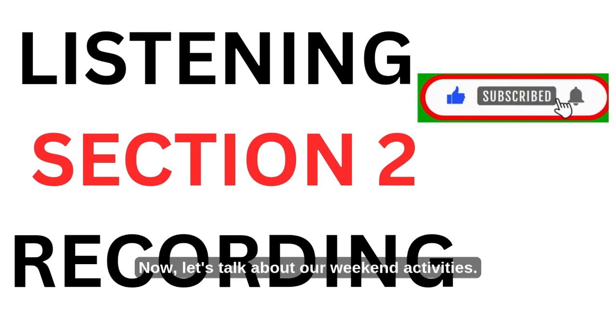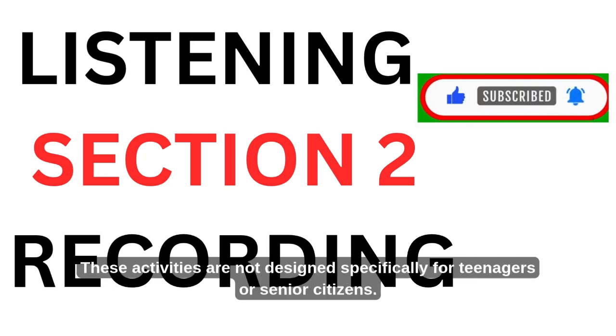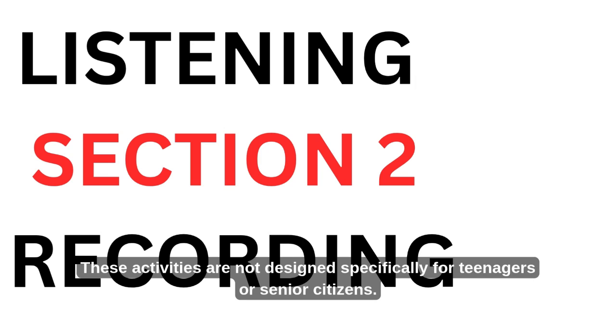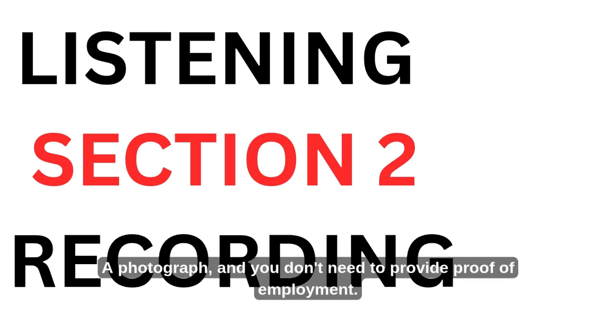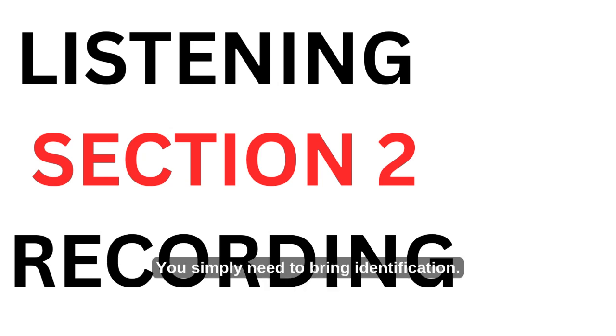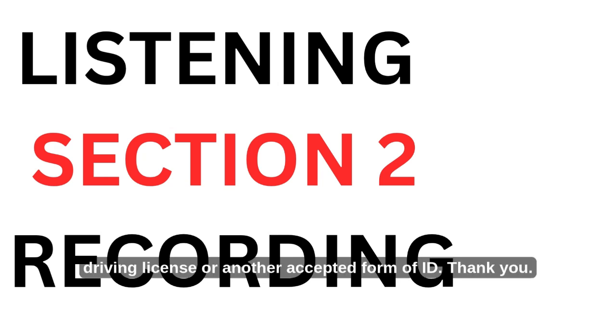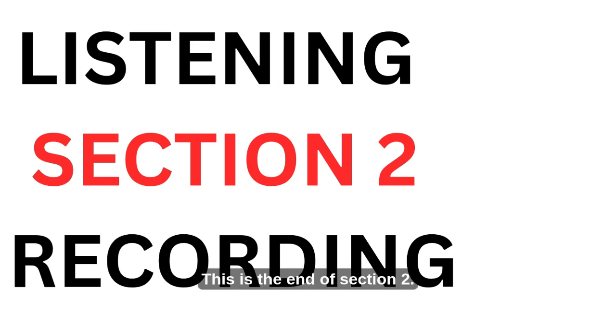Now, let's talk about our weekend activities. These activities are not designed specifically for teenagers or senior citizens. Our main weekend program is aimed at families, particularly parents with young children. Finally, if you are joining the library for the first time, please remember to bring some form of identification. A photograph is not necessary, and you don't need to provide proof of employment. You simply need to bring identification. That could be a passport, driving license or another accepted form of ID. Thank you. This is the end of section 2.